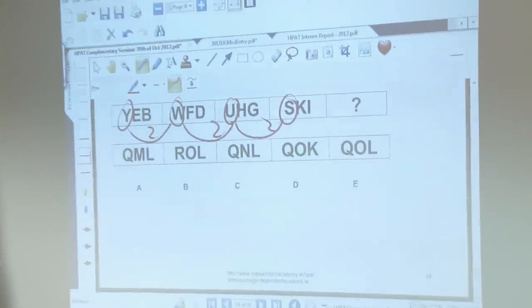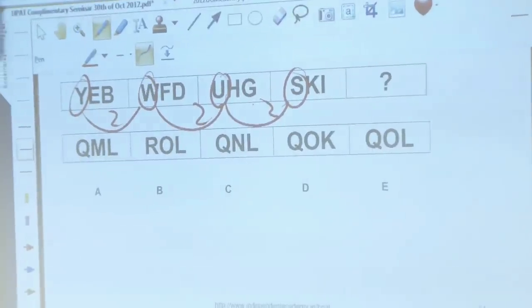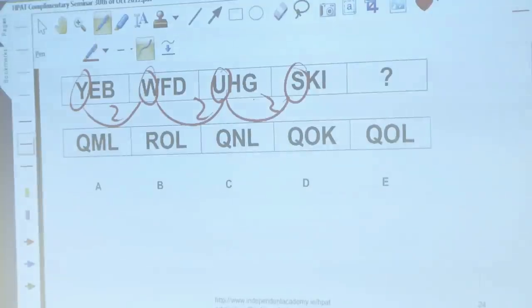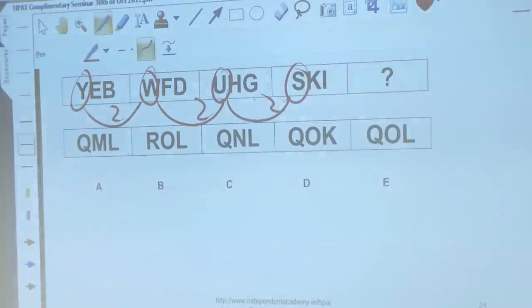Well, let's talk about the Y for starters. In terms of the first letter, between this and this and this and this, there obviously is a distance of 2. Do we agree? So Y, going backwards, W, X, Y, or Q, R, S, T, U, V, W, S, T, U. So we know that the actual next letter is Q. So straight away, it's not that one. So we're down to an option of 4.